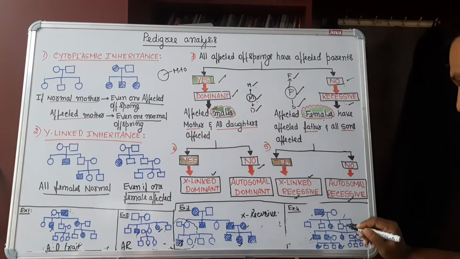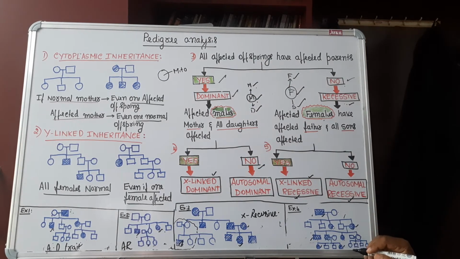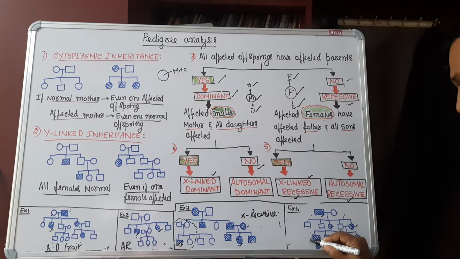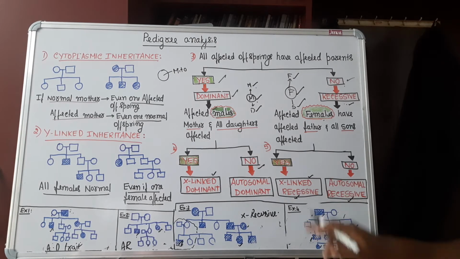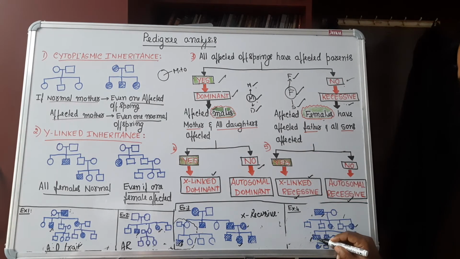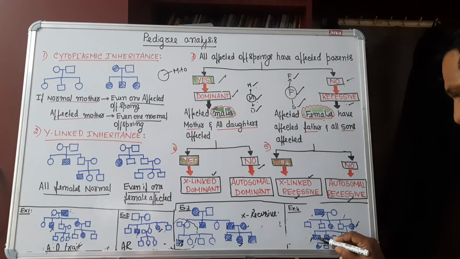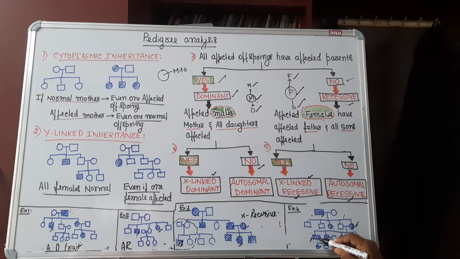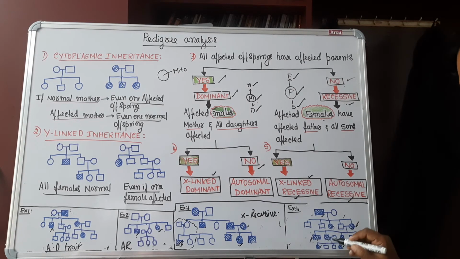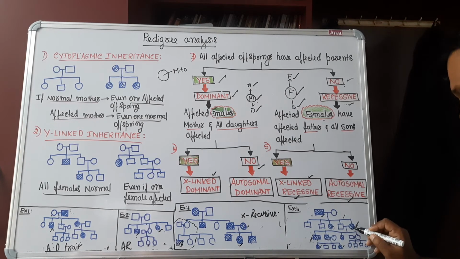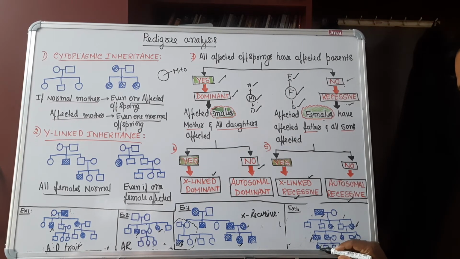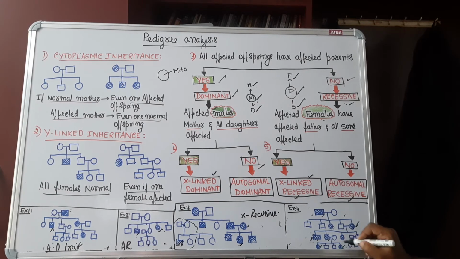In a dominant trait, take a male. Any male can be taken. Let us take this particular male. The male must have an affected mother. Yes, it is there. An affected male must have all daughters affected. This particular male does not have a daughter, so let us not consider him. But look at this male. The affected male has an affected mother, correct. The affected male has all affected daughters. 2 daughters are there, both are affected.